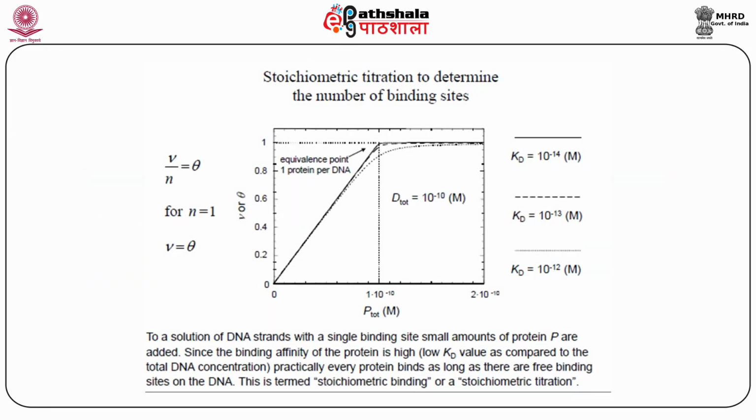Here we try to show the stoichiometric titration to determine the number of binding sites. To a solution of DNA with a single binding site, a small amount of protein P is added. Since the binding site affinity for protein is high, with low Kd values compared to the total DNA concentration, practically every protein binds as long as there are free binding sites on the DNA. This is termed stoichiometric binding or stoichiometric titration.